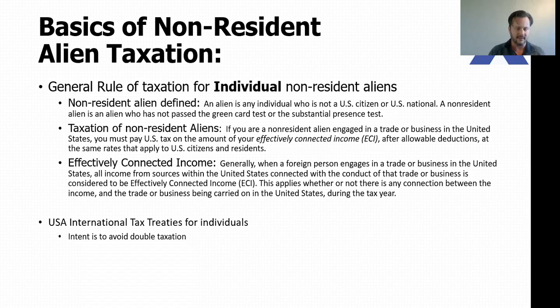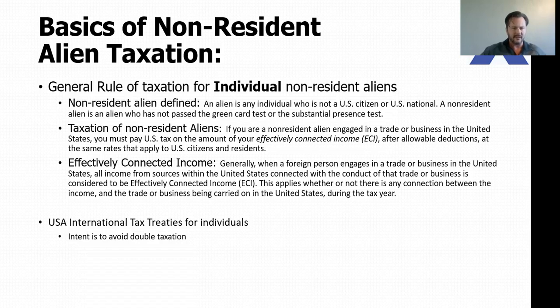And the taxation of non-resident aliens: if you're engaged in a trade or business in the United States, you must pay tax on the US amount of your effectively connected income after allowable deductions at the same rate that applies to US tax citizens. So you take your revenue that you earned in the US and you have to do an allocation of the deductions, which can get somewhat complex, and then you come to your taxable income, and that's what you have to pay taxes on in the US.